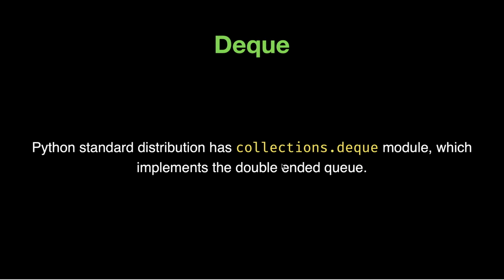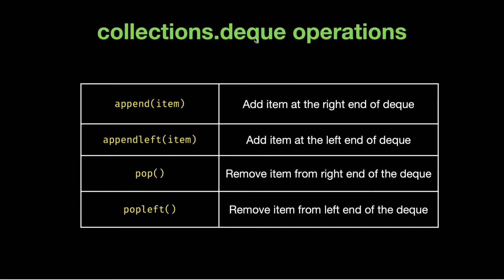And in the Python standard distribution, I had already mentioned that we have the collections.deque module, and this deque module already provides the implementation of a double-ended queue. I will show you how. collections.deque has these operations: append item, this will add to the right end of the deque; appendleft item, this will add at the left end of the deque; pop will remove the item from the right end of the deque, and popleft will remove the item from the left end of the deque.